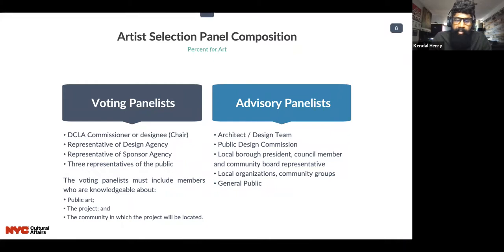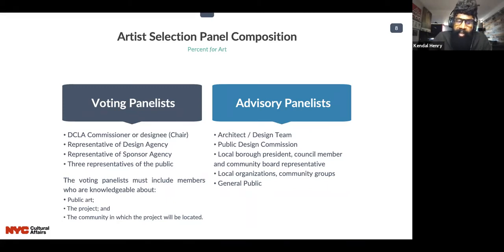I'm usually chair of that. A representative from the design agency. And the design agency for New York City is the agency that's actually going to be building whatever it is, be it the park, the police station, the school. The sponsor agency represents the entity that's going to occupy that space. So if it's the police facility, the school itself. So these are sponsor agencies.